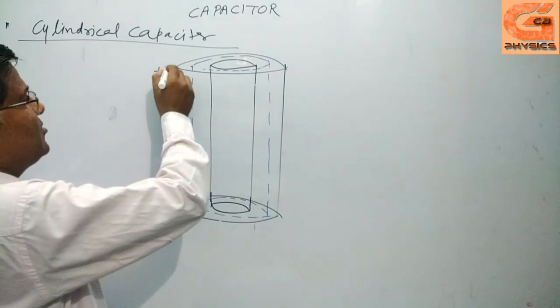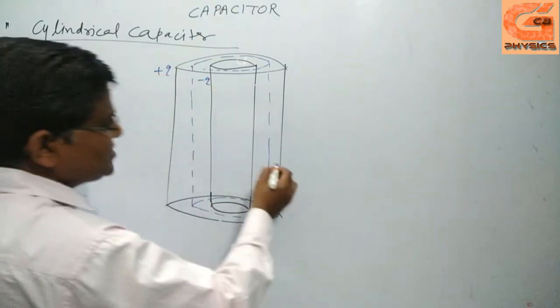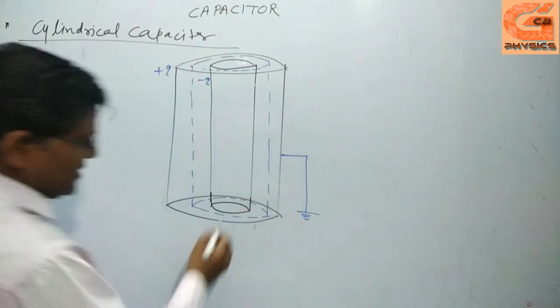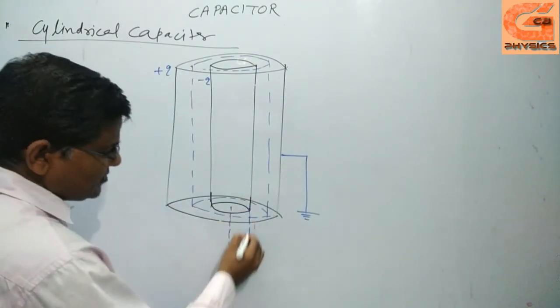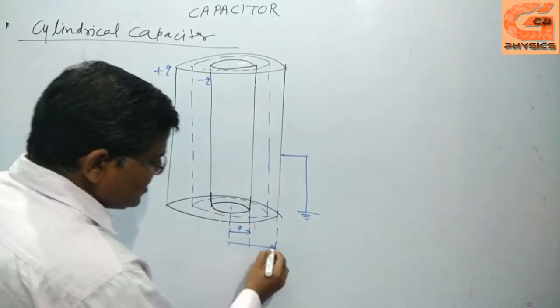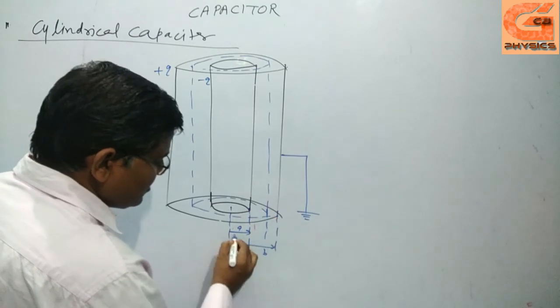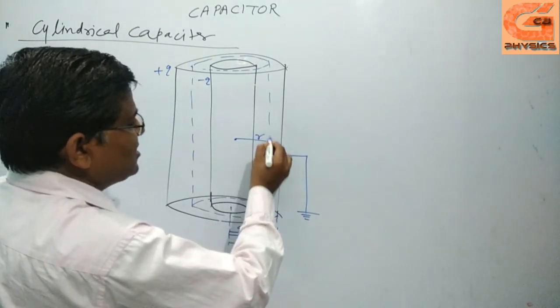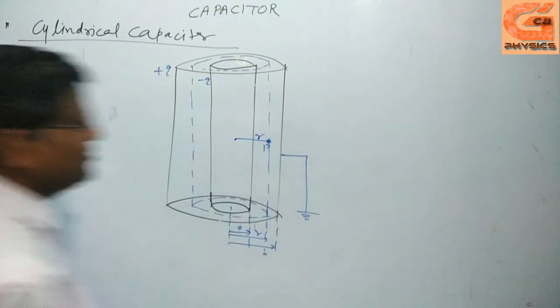This is the plus charge. This is the minus charge. And this one is earth. Okay. And this radius from this to this is A, and from this to this is B. And some here is R. Consider this is the center. This is the R. And here is the point P.